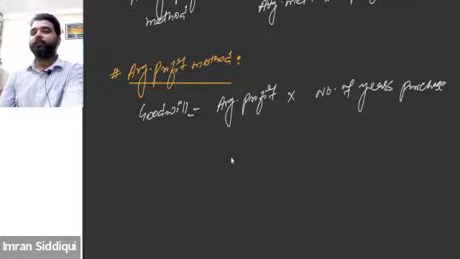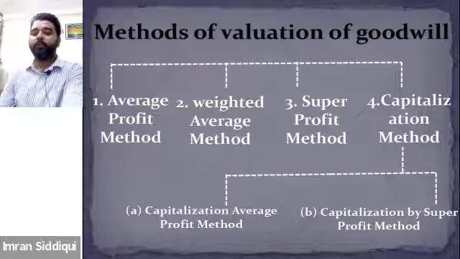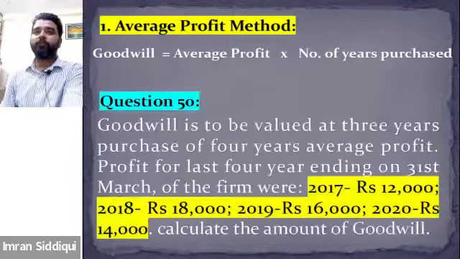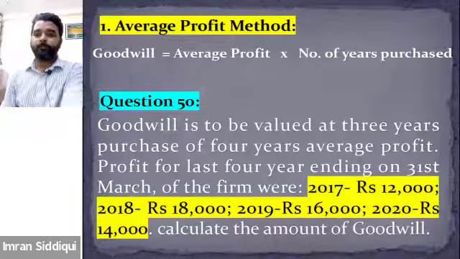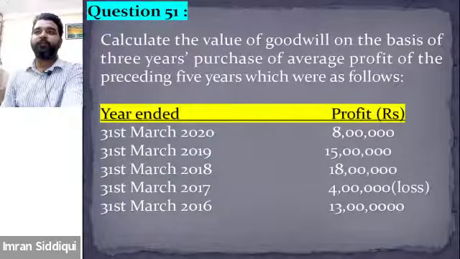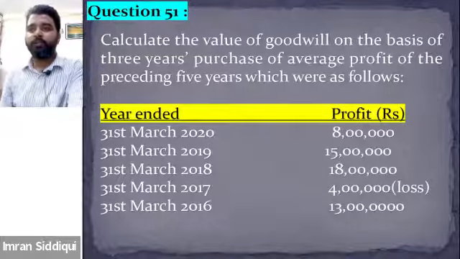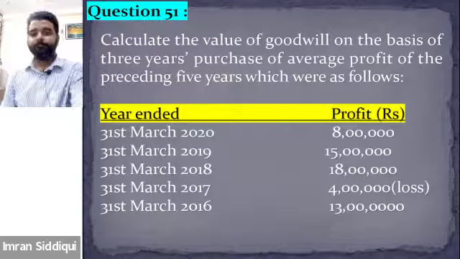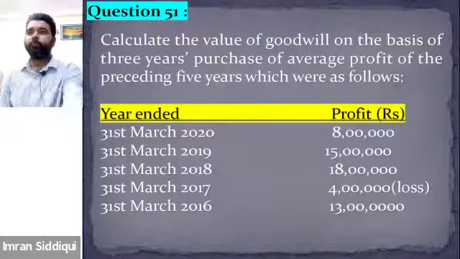There are other methods as well, but we will discuss a few more questions based on the average profit method only. In fact, the entire class today will be dedicated to the calculation of goodwill by the average profit method. In the last session, we did 1 or 2 questions based on this method already. I guess we did question number 50 in the last class, right? And after that I gave you question number 51 as your homework. Is that correct? Yes, sir. So all of you did this question?